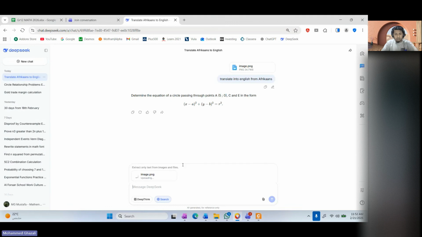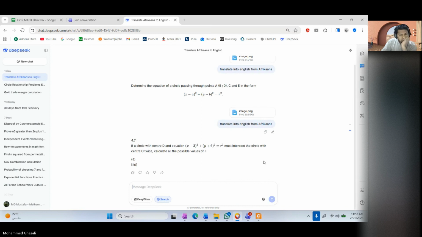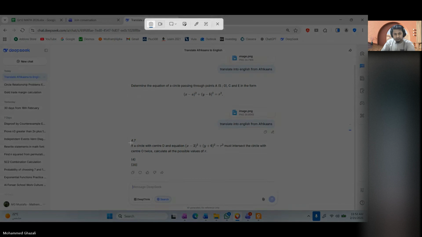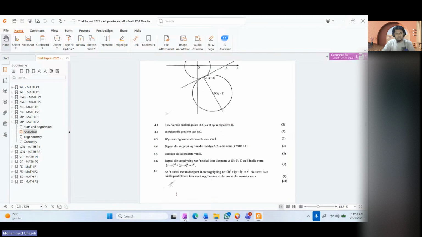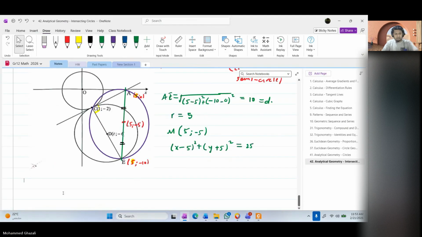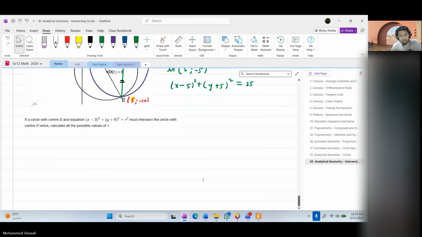I'm going to do the same here. I need to translate this as well. Right, so this is 4.7, the last question on this, and it was 4 marks, right?